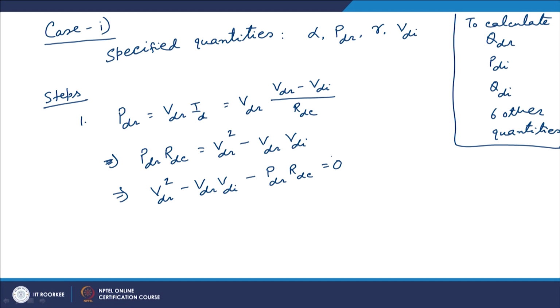So, this is a quadratic equation involving VDR. Now, please note that this VDI is known, it is already pre-specified. PDR is also known because it is pre-specified, and RDC is nothing but the resistance of the HVDC link, which is also known. So, in this quadratic equation the only unknown is VDR. Because everything else is known, we can calculate VDR.